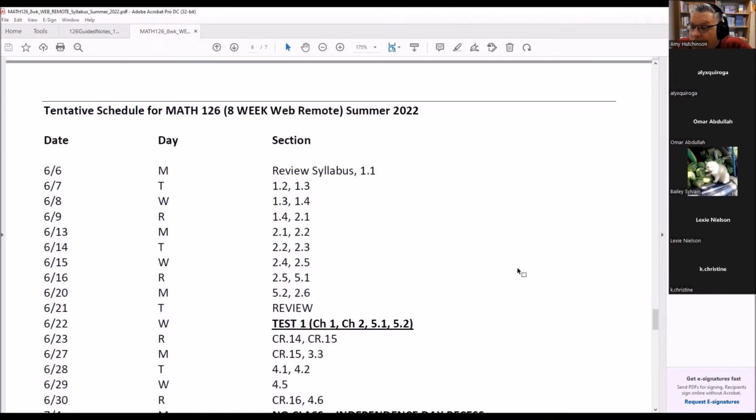Now here is the tentative schedule. This is what we're going to be covering every single day. Now, if we get slightly off here, then I'll let you guys know, and then we'll modify the homework assignments.